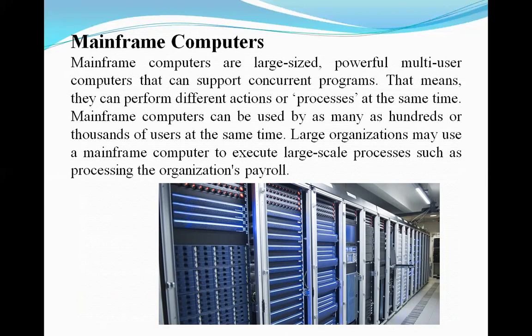That means they can perform different actions or processes at the same time. Informally called a mainframe or big iron, it is a computer used primarily by large organizations for critical applications like bulk data processing for tasks such as industry and consumer statistics, enterprise resource planning, and large-scale transaction processing. At their core, mainframes are high-performance computers with large amounts of memory and processors that process billions of simple calculations and transactions in real time.